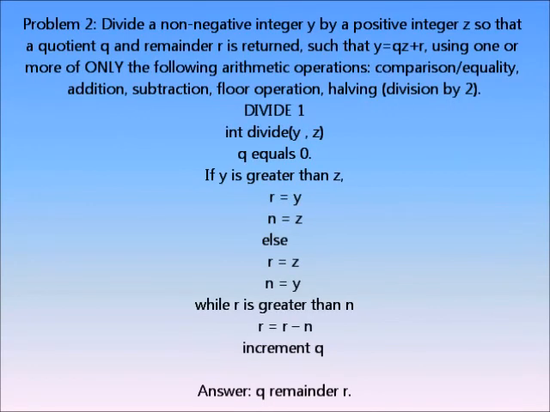To begin, you read in the numbers assigned y and z. Q is set to 0. Then there is an if statement that checks if y is greater than z. If it is, r equals y and n equals z. If not, r equals z and n equals y. While r is greater than n, the calculation of r minus n equals r will be performed. Then you will increment q. Once the loop runs, the result will equal q with a remainder of r.